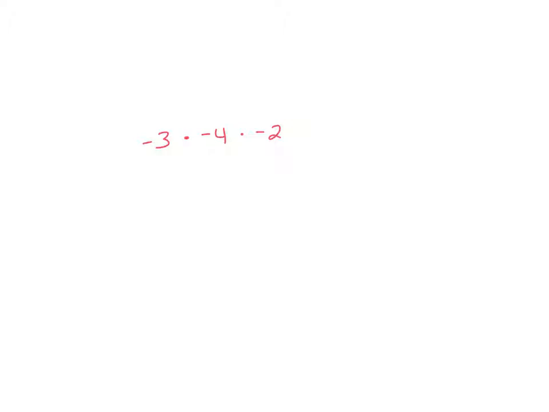Here I have a problem, negative 3 times negative 4 times negative 2. Be cautious with this. They are all negative numbers, but that does not mean that when I multiply them, I'm going to get a positive, because I have three numbers here. Negative 3 times negative 4, I have two numbers that I'm multiplying together. The signs are the same, they're both negative, so I know I'm going to get a positive, so it needs to be a positive 12.